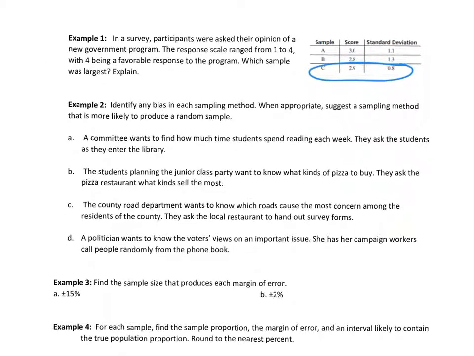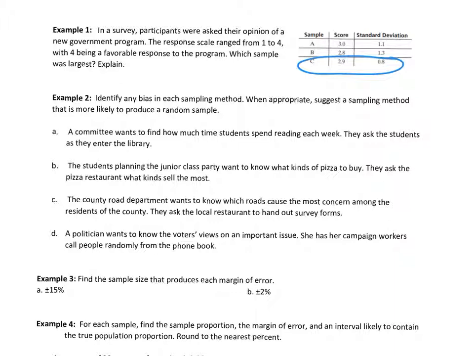And bias in sampling methods, sometimes there's biased sampling. So I'm going to go through each one and describe whether or not it would be biased and suggest something else. So a committee wants to find how much time students spend reading each week. They ask the students as they enter the library. I would say that's biased because they are having kids that already go to the library. So if you go to the library, you're more than likely to be reading, or interested in books. So therefore it's biased. So one way they could do it is they could just ask people at a school. They could interview all different types of people at a school.